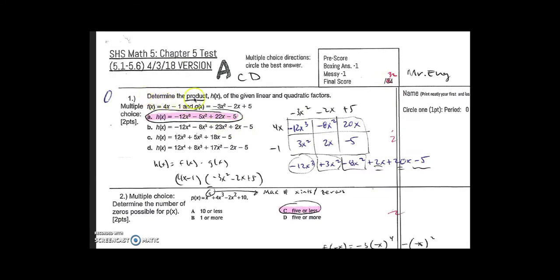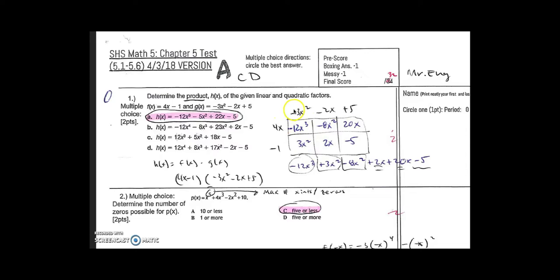Question number 1, determine the product of h of x given the linear and quadratic factors. So it tells you product, so you should be thinking about multiplying f of x and g of x. So 4x minus 1. Notice how the minus 1 is associated with the 1 there. And then g of x here I put on top. Now it doesn't matter, but here you can do multiplying by FOIL or anything like that.